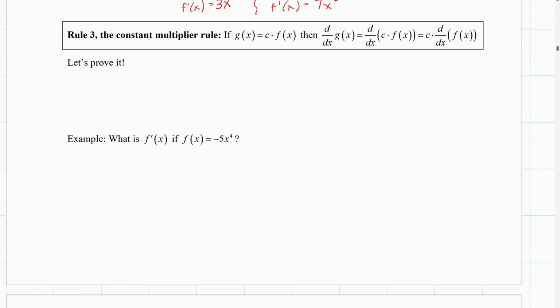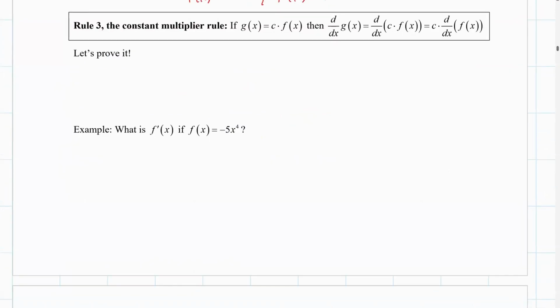All right. Next rule, the constant multiplier rule. It says, let's say you have some function that's in the form of some constant times some function. The derivative of that constant times a function is pull the constant out and then multiply by the derivative of that function. In other words, the constant multiplier can be set aside and then deal with what remains.